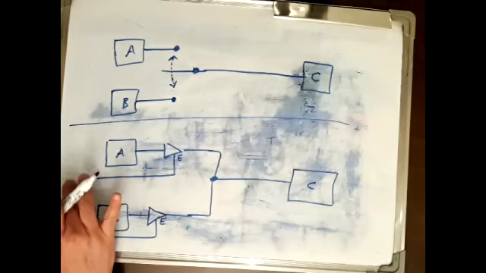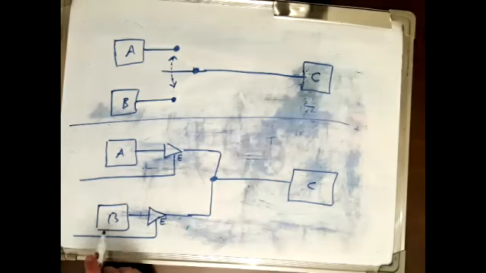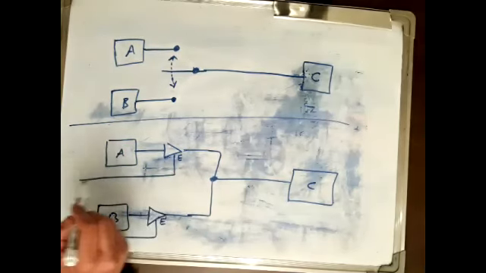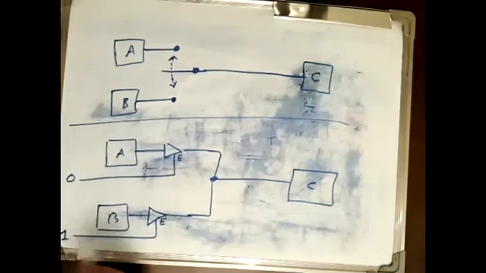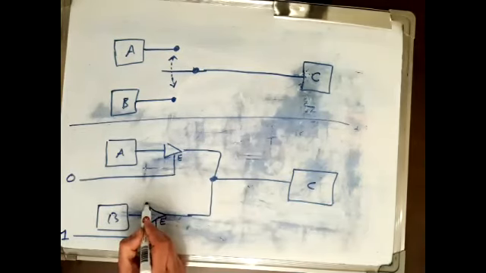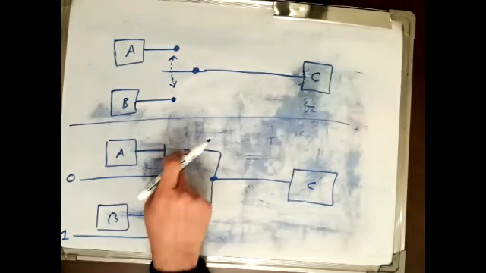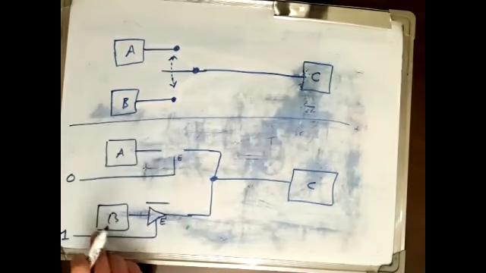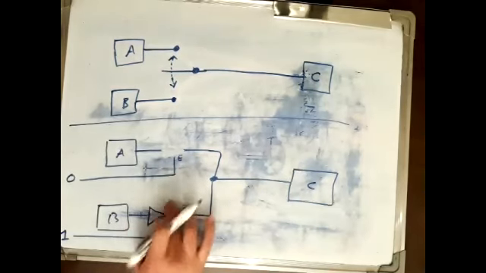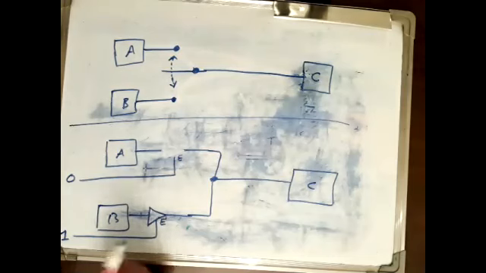The opposite is true. If you want to connect B to C and isolate or disconnect A, you set this to 0 and you set this to 1. So this becomes a short circuit. So it is connected, and this one becomes an open circuit. So A is isolated or disconnected, and B is the one that is connected.